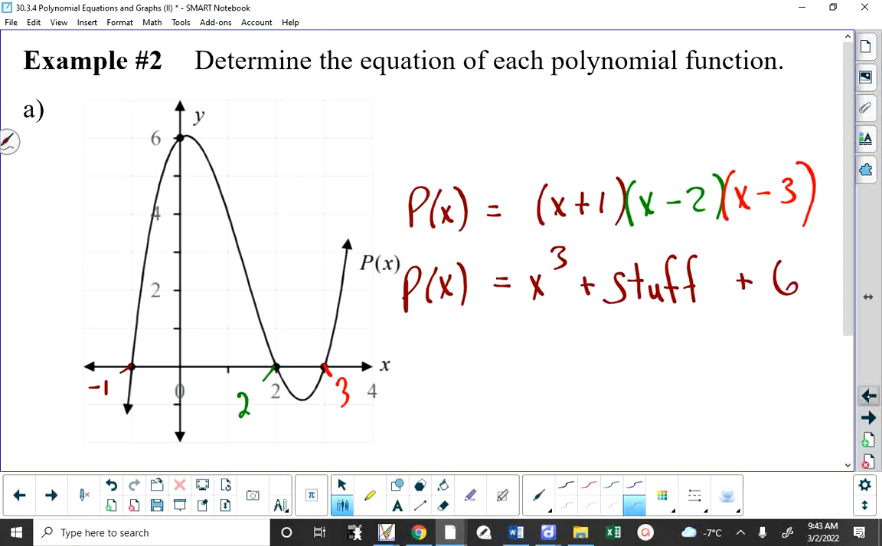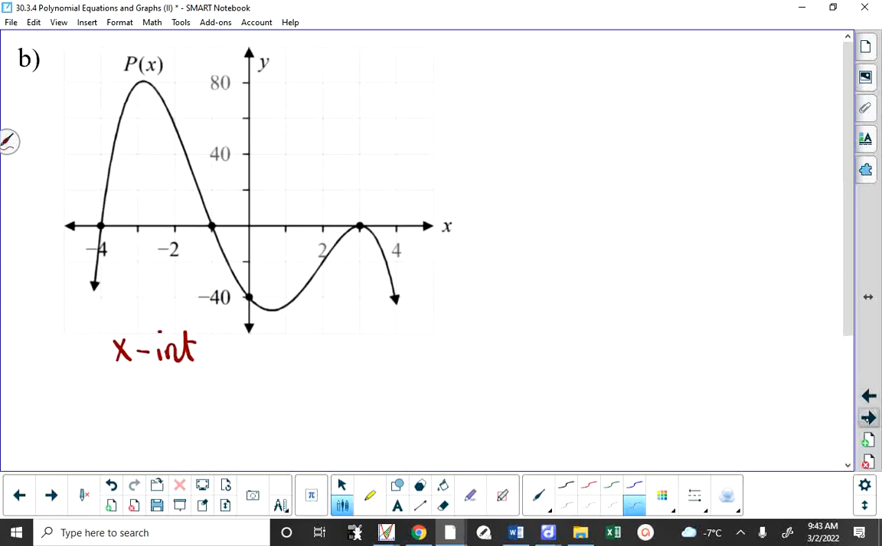I didn't draw our attention to it, but these all had multiplicities of 1 because each of the x-intercepts are what we were calling clean. No wobble, no wavering, no hesitation. Here, we do have one tangent point, so we have to be careful here. I'm just going to make a very quick chart with x-intercept and multiplicity.